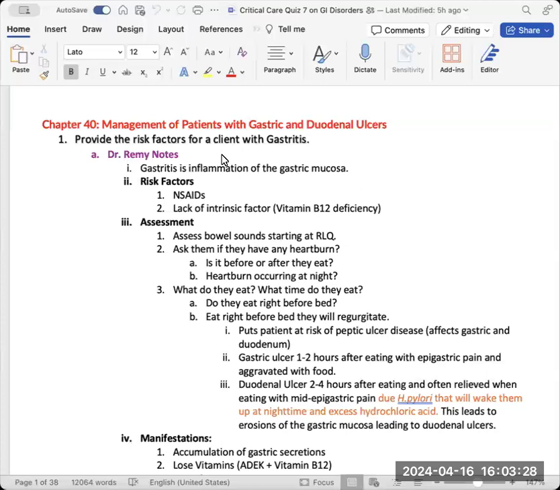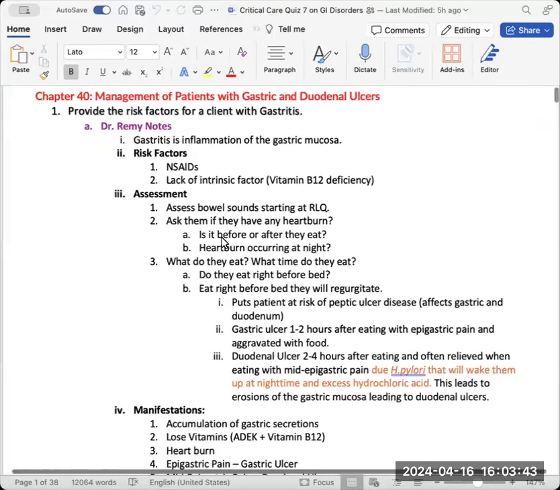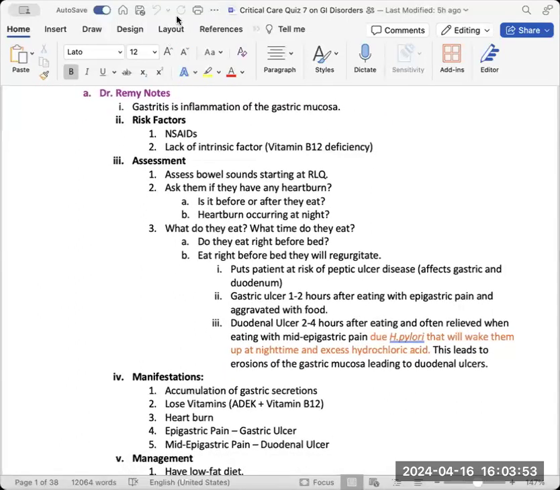So you can kind of use these interchangeably, and you also might notice in the slides when they talk about management for peptic ulcer, it also says gastritis, and that's because they're very closely related. But simply, gastritis is inflammation of the gastric mucosa. And there's a few different things to think about when it comes to risk factors. First, it really depends on what type of gastritis we're talking about.